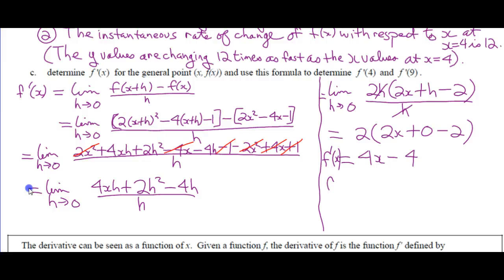So then f prime of 4 is 4 times 4 minus 4, which is 12. Thankfully, right? I mean, you'd hate to all of a sudden have it change its value on us. And f prime of 9 is 4 times 9 minus 4, which is, what, 32? Right. So we can say the instantaneous rate of change of y with respect to x at x equals 9 is 32, right? It's changing 32 times as fast.